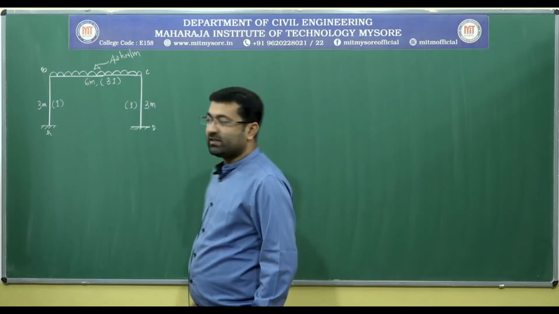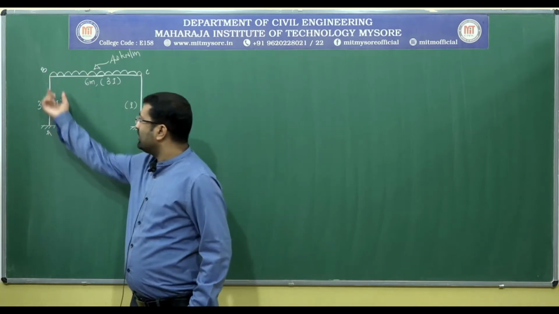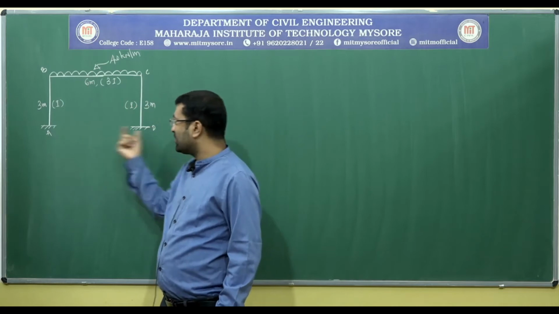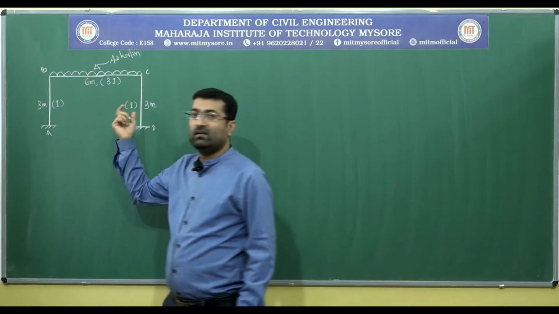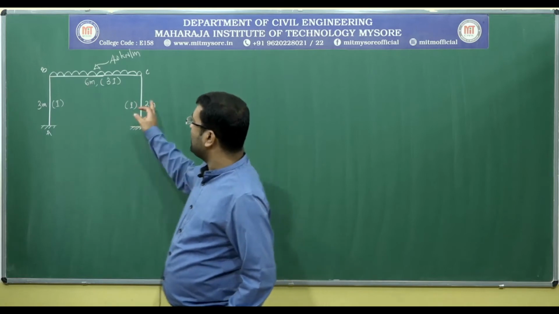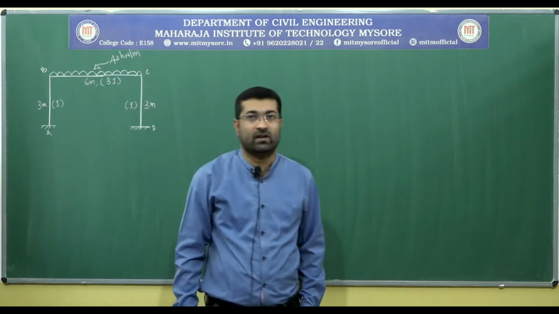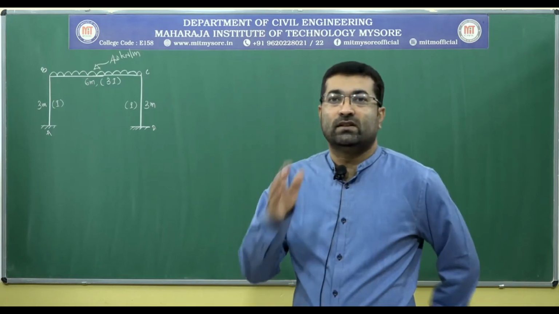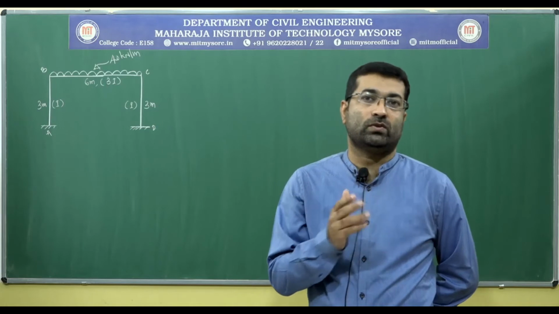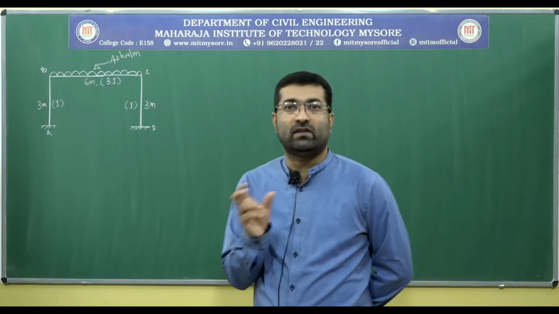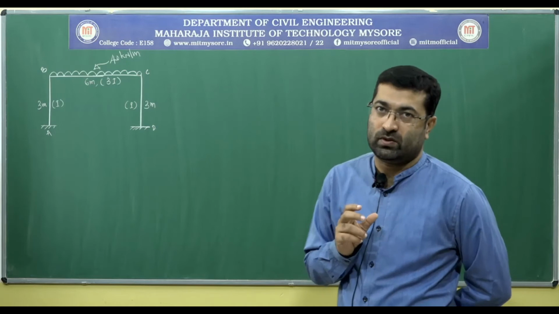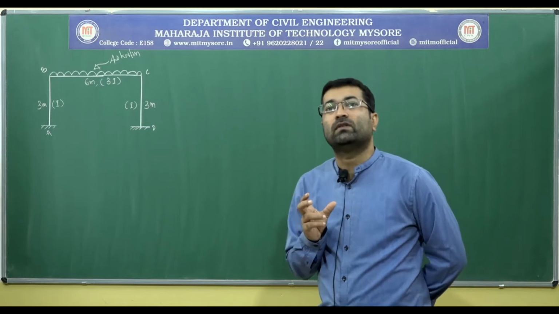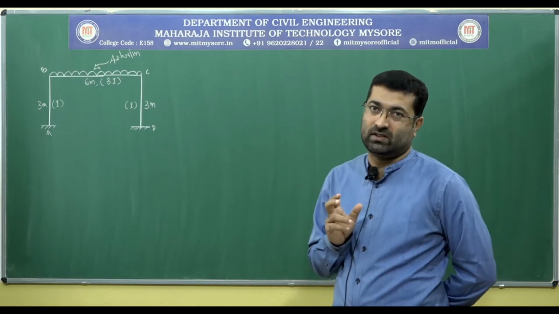Why am I saying it is a symmetric frame? See, the column AB and the column CD have the same height, same support condition, even the I value is the same. Even though the I value for the beam is different, when you cut the entire frame exactly at the center, the frame parts are mirror images of each other. Whenever you see mirror images, we can say those frames are symmetric in nature.